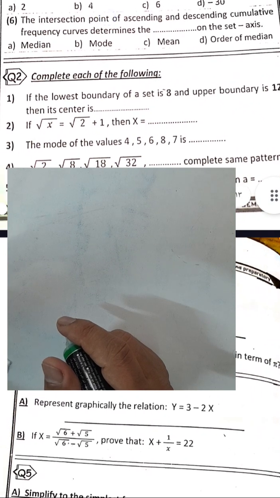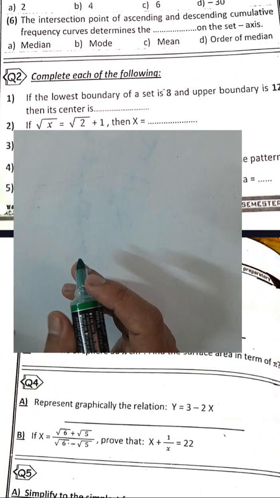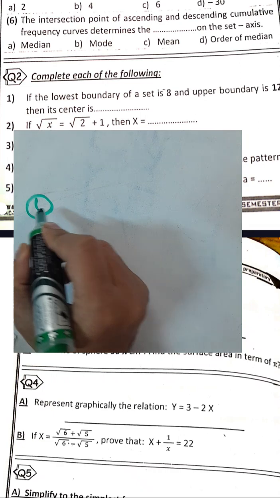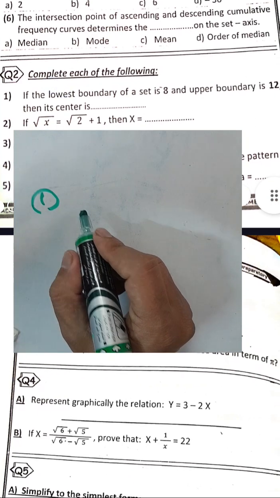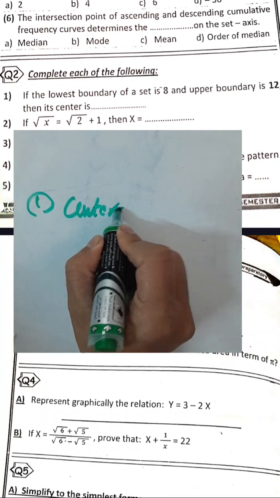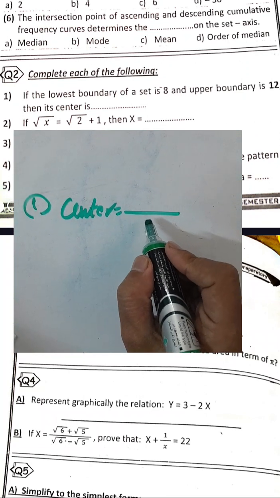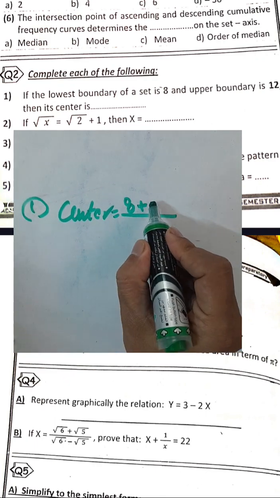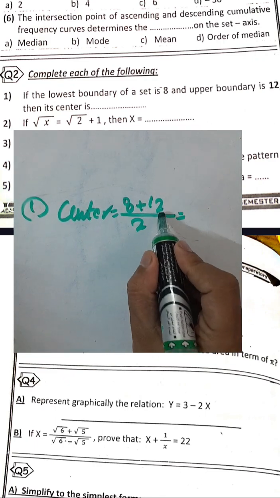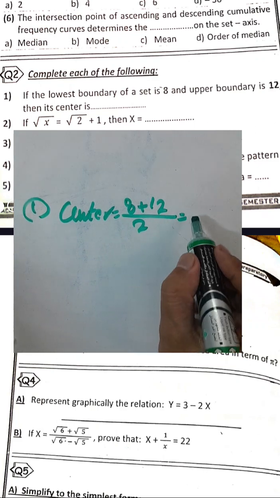Complete the following. Number 1. If the lower boundary of a set is 8 and the upper boundary is 12, then the center equals what? We can find the center as the lower plus the upper divided by 2: 8 plus 12 is 20, divided by 2 equals 10.